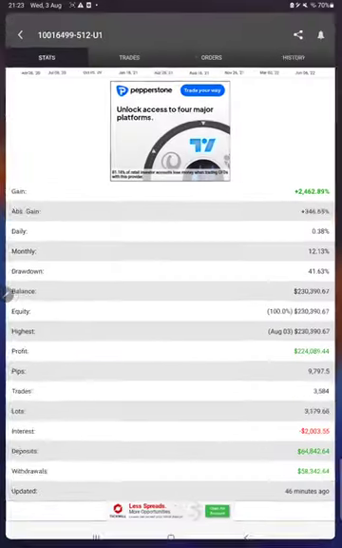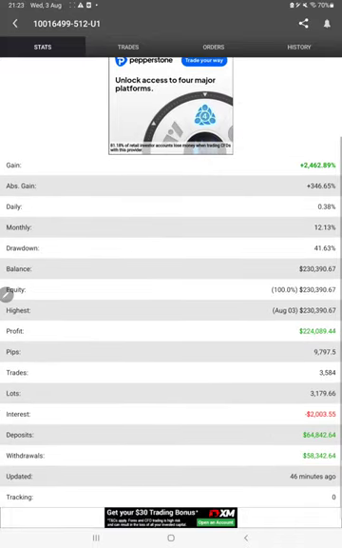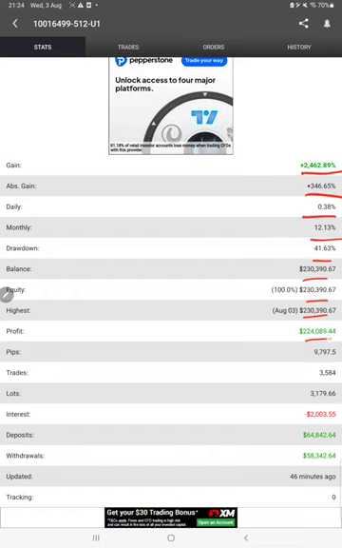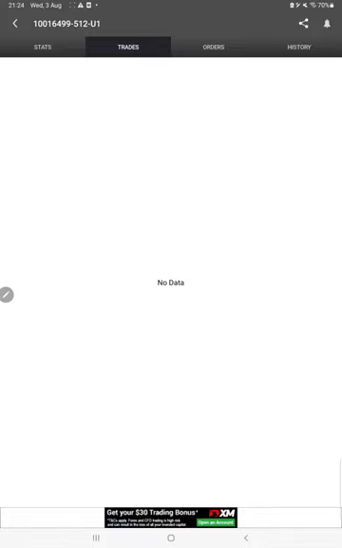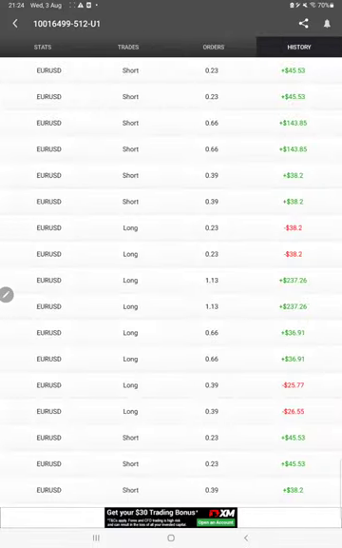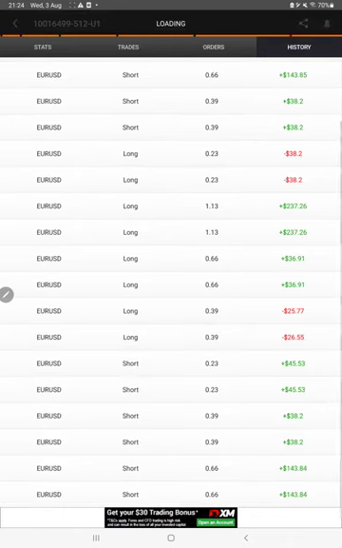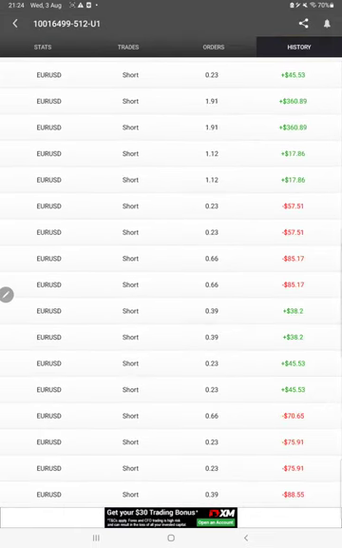Also, the FXBook statistics are available. We can check here the total percentage of gain, absolute gain, daily return, monthly return, drawdown, current balance, equity, and profit pips that we have achieved, and it was updated only 46 minutes ago. We can see the live trades here, verify the pending orders, and in history we can see how much lot size we have traded, how much profit and loss we have booked.